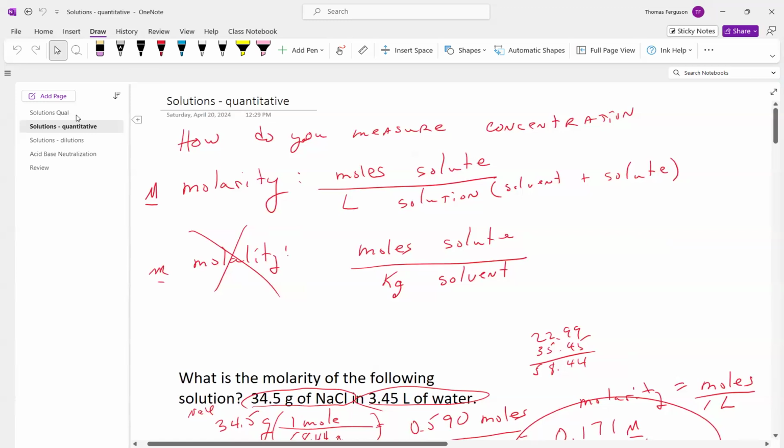Now, those of you who did wet lab yesterday, you noticed on the bottle the hydrochloric acid had a 3M. That's measuring concentration. That's 3 moles of HCl per liter of solution. And the solution includes solvent plus solute.